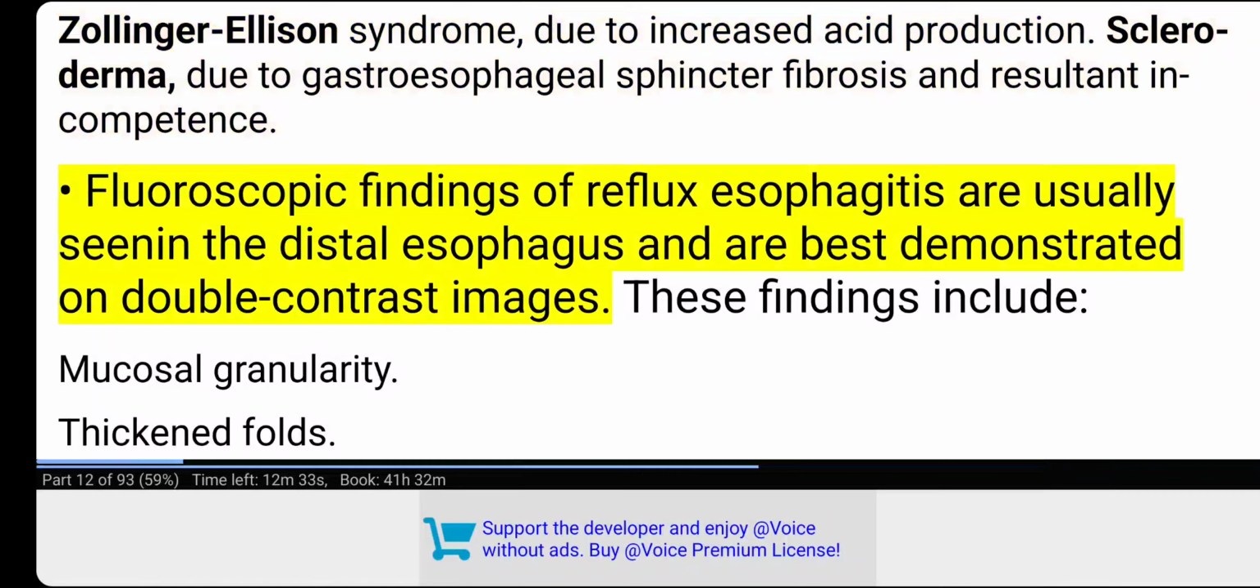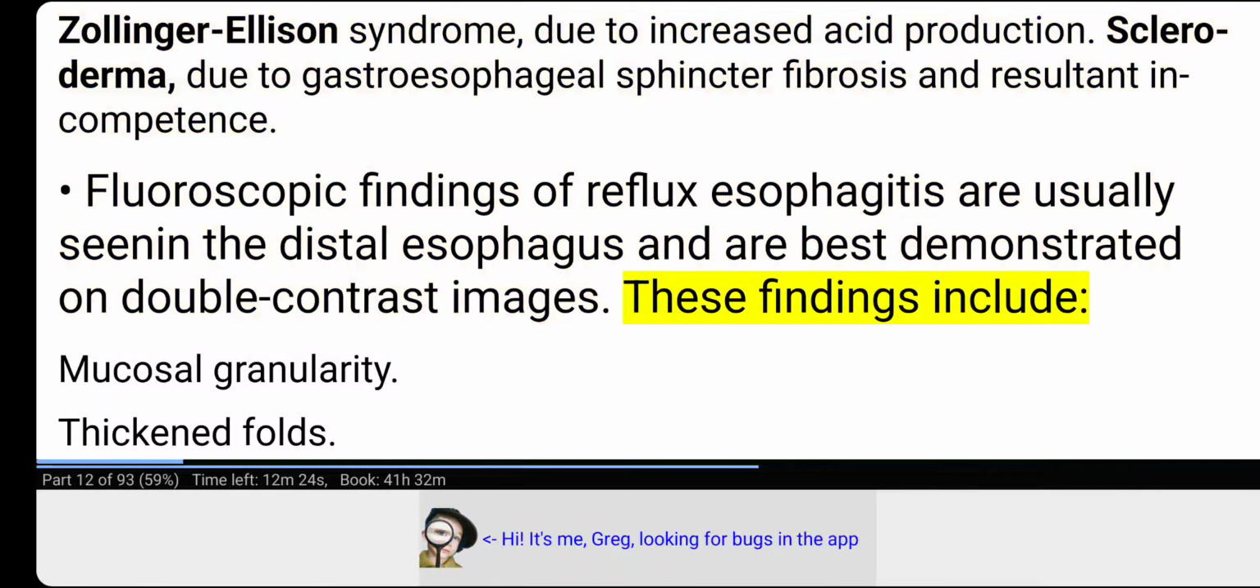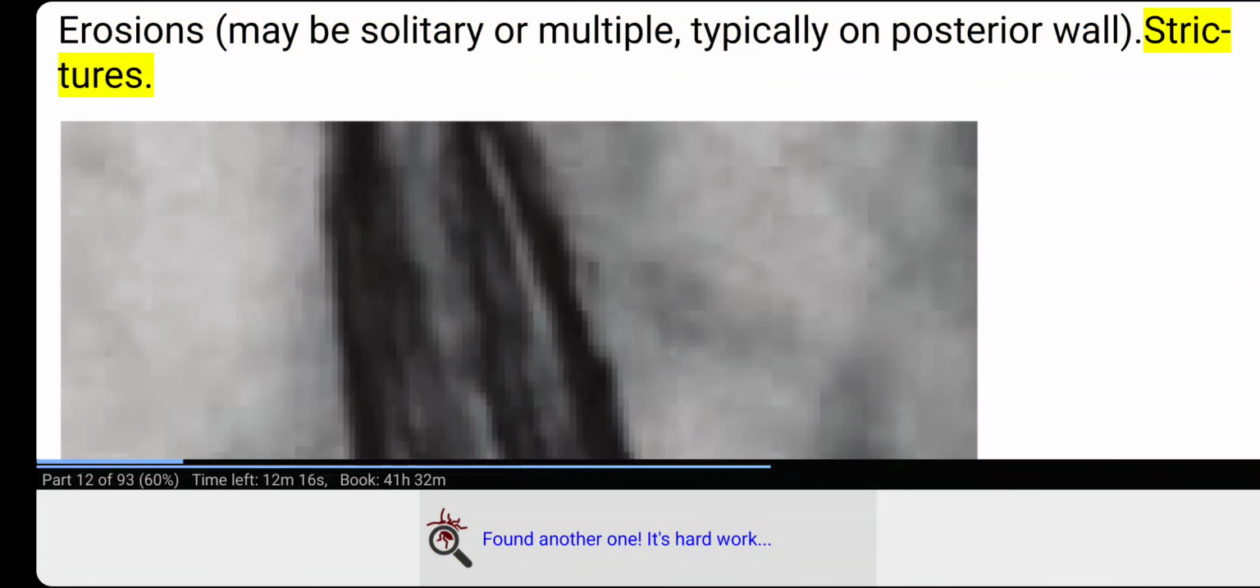Fluoroscopic findings of reflux esophagitis are usually seen in the distal esophagus and are best demonstrated on double contrast images. These findings include mucosal granularity, thickened folds, erosions, which may be solitary or multiple, typically on the posterior wall, and strictures.